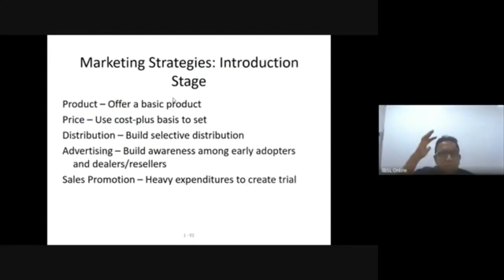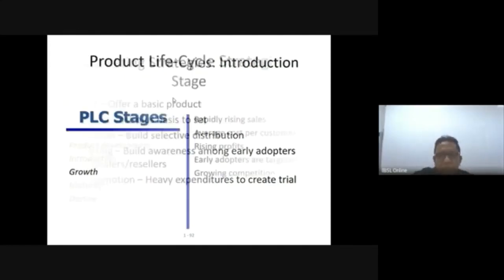Then at the introduction level, your strategy should be to offer a basic product, use cost-plus basis to set price. Distribution: selective distribution, not extensively in all areas. You don't sell in all areas. Advertising: build awareness among early adopters and dealers, resellers. Sales promotion: heavy expenditure to create trial.